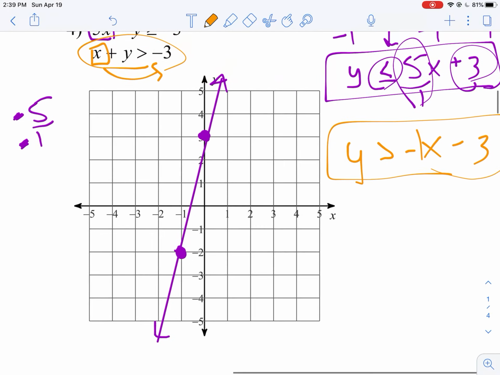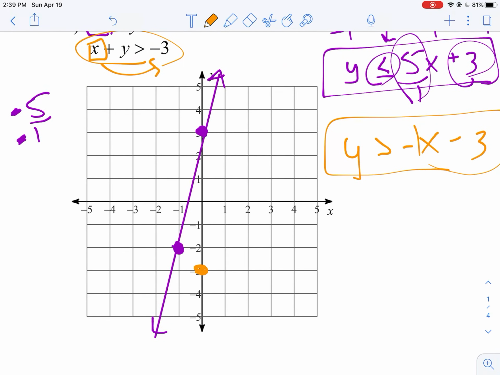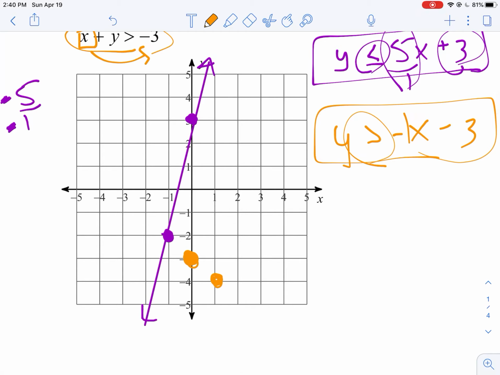Let's draw the orange. I have a y-intercept of negative 3, and I'm going to rise negative 1 and run positive 1. I have a negative slope. That's a negative sloping line. All right. It's just a greater than, so that's going to be dotted. A little better with the dots. All right. So we have a dotted and a solid.